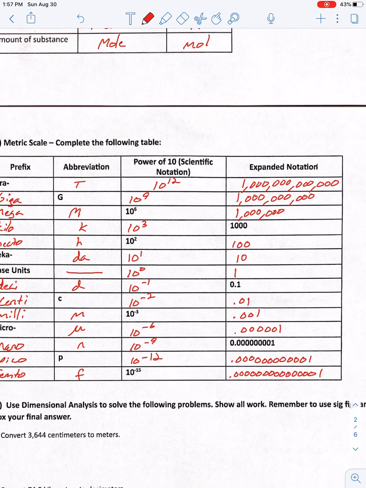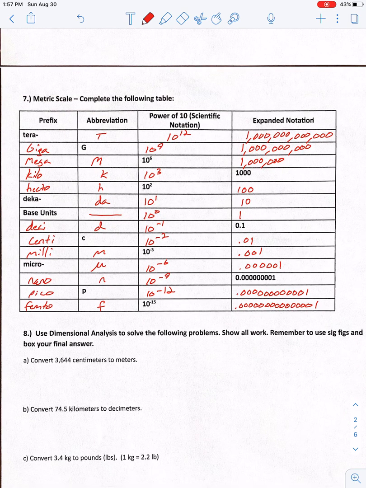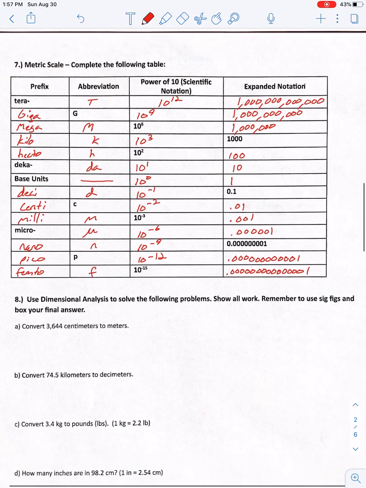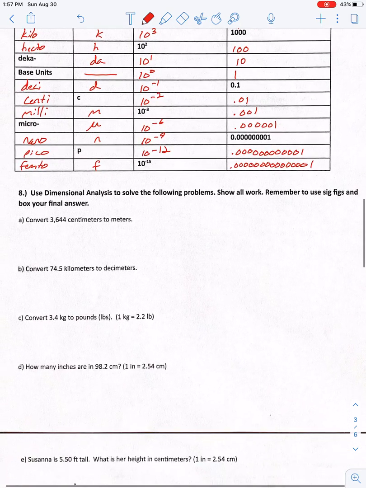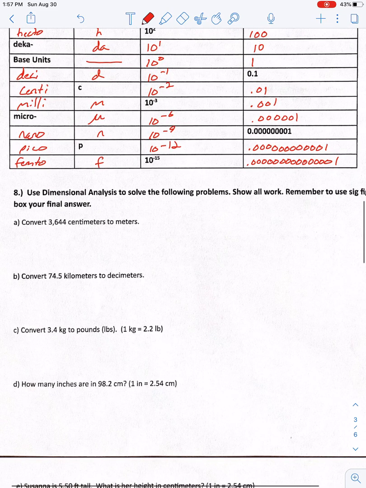Okay, so this is why we write in scientific, because it gets a little tedious counting those zeros, and you can more than likely make a mistake. Okay, so number 8. So we're going to do dimensional analysis next. So part A is convert 3,644 centimeters to meters. Okay, so you can take a look at your dimensional analysis notes if you need to, but I'm going to go over these in just a second.